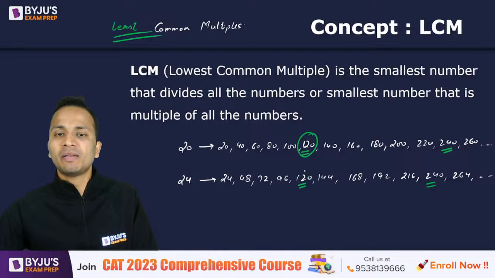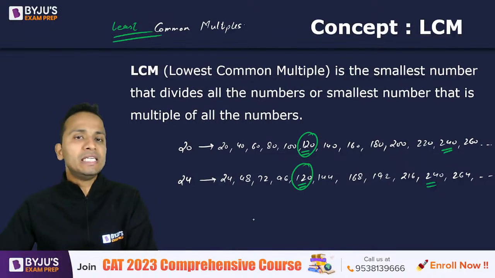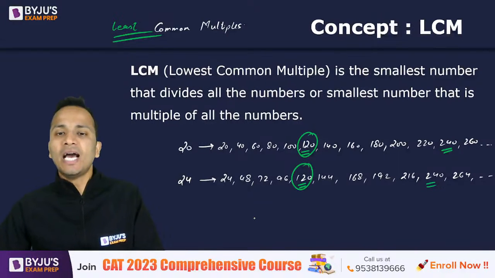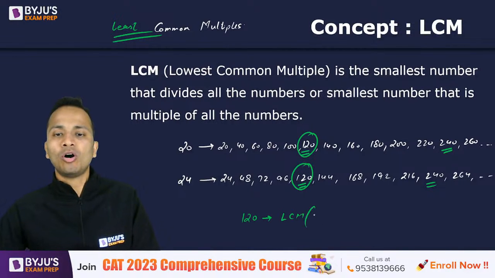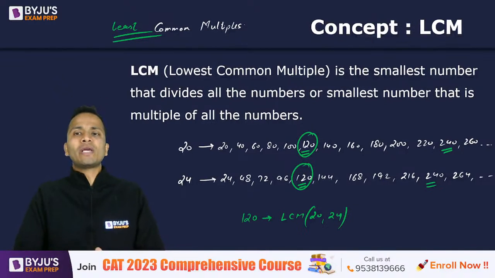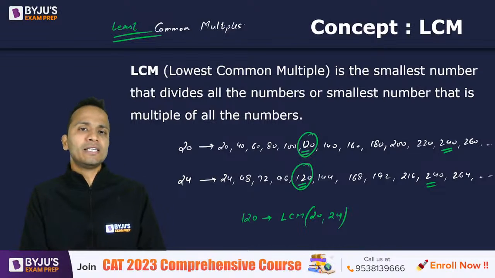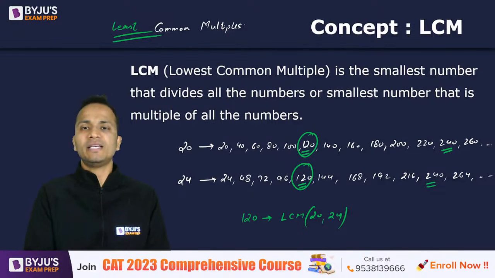So among these multiples, 120 is the smallest number that is completely divisible by both 20 and 24. So hence I can say that 120 will be the LCM of 20 and 24. Now, this method that I have used to calculate LCM and HCF, I have used so that you are able to completely understand how to find out LCM and HCF.